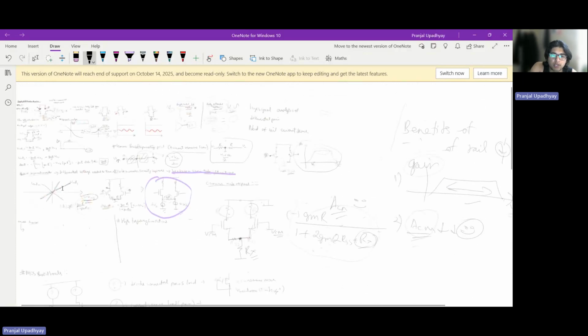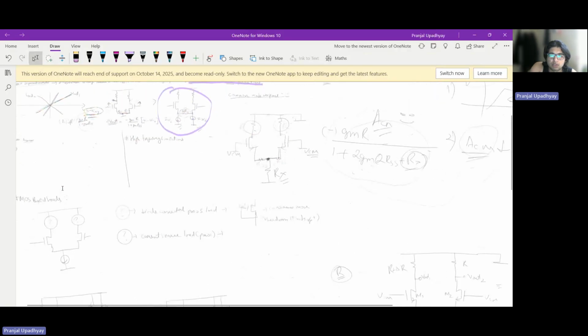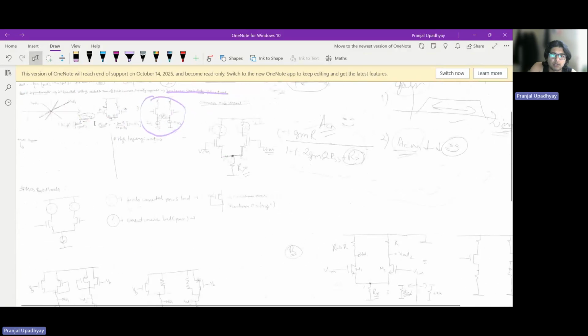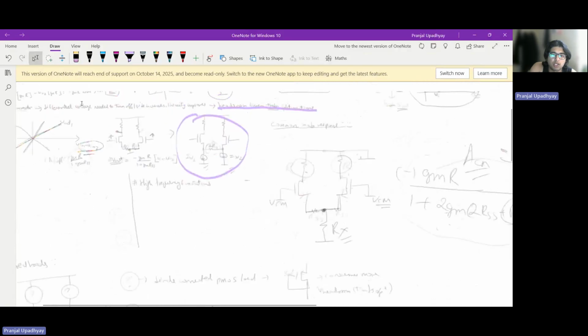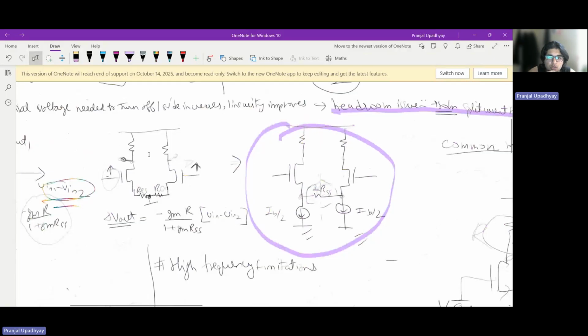Also, I think we were stuck with one more little thing: the analysis where we were trying to establish that, with degeneration, when we are taking a single-ended input, our gain should decrease, and we'll quickly try to prove that also. So I think we will see that right away in the next video.